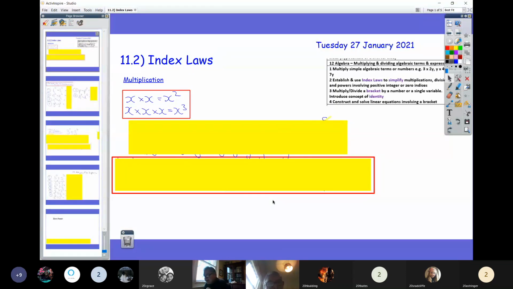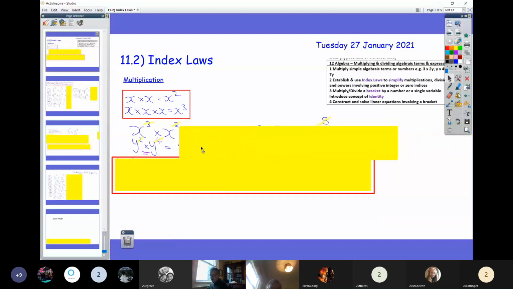So, index laws. Indices we've done before, that's powers, okay? As you well know, x squared means x times x, and x times x times x we can write as x cubed. Now, there are a couple of laws which are very straightforward if you've learnt them. But before I just announce them to you and present them as a fact, I just want to, on this one occasion, show you why it's the case.